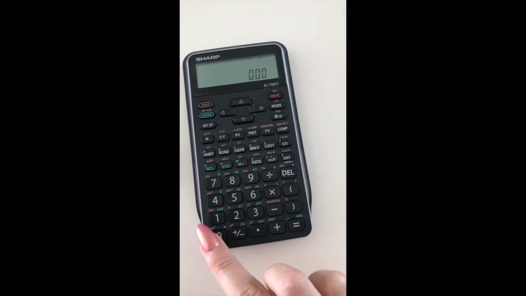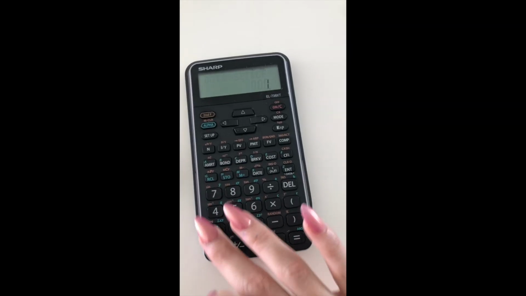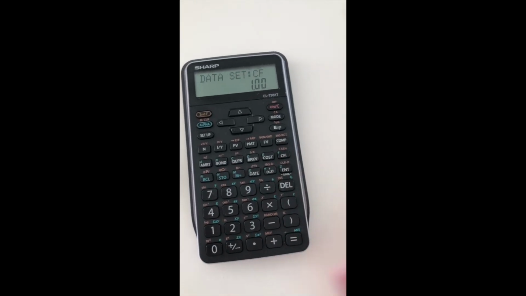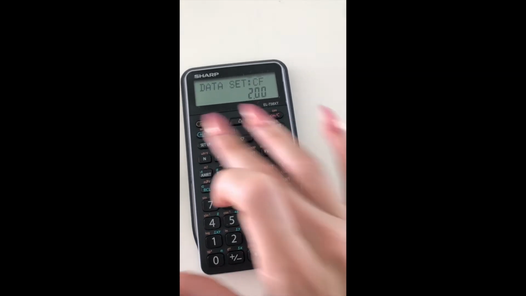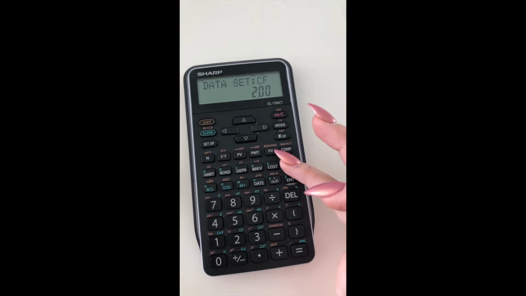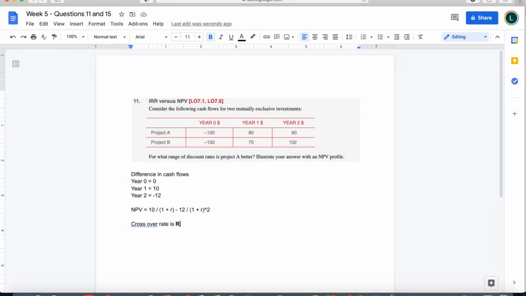Our first cash flow is a 0, so we go 0, enter. Then year 1 is a 10, enter. Then year 2 is a negative 12, enter. Then we need to calculate IRR, so we go second, cash, comp, and it's 20%, done. So we've found out very simply through our financial calculator that the crossover rate is 20%. That means that's our rate when NPV equals the same on both sides.